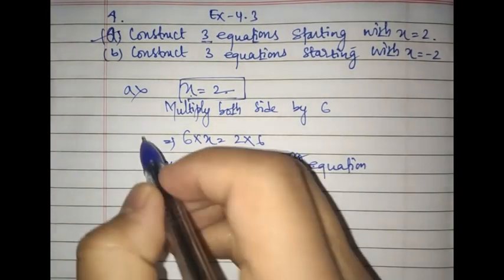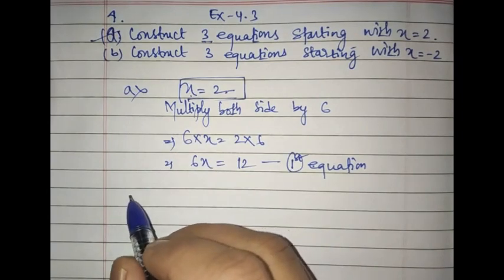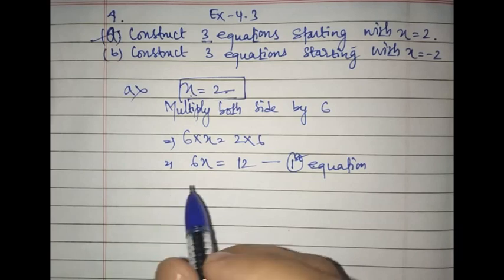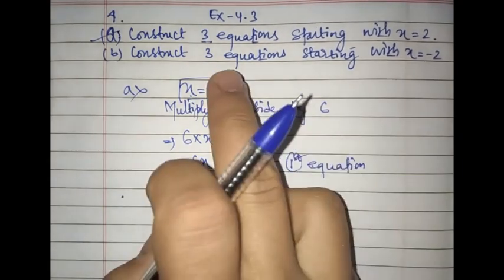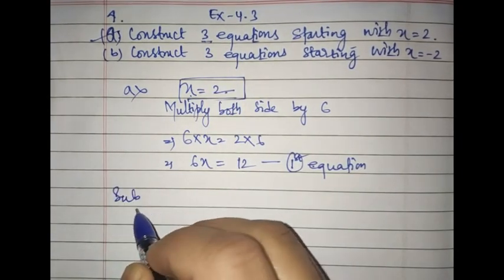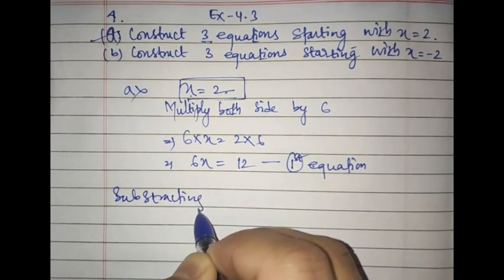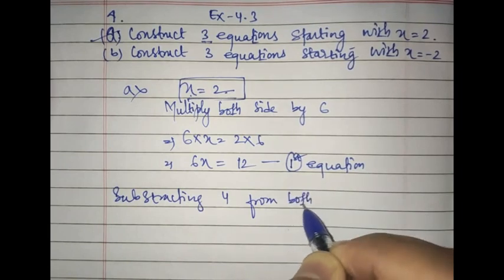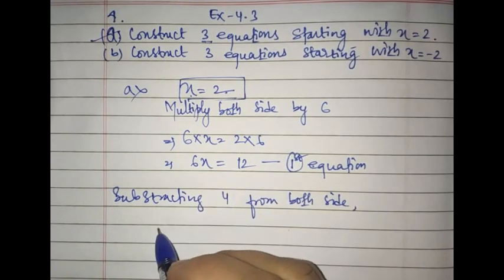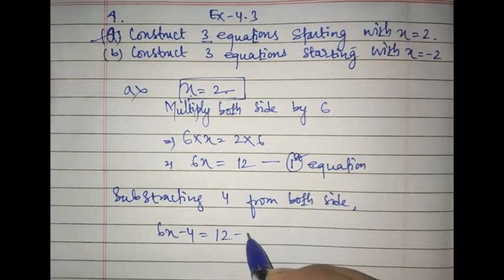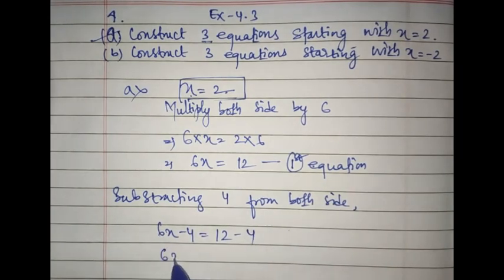Okay, this is our first attempt, and our second attempt will be, let's subtract 4 from both sides in this equation. Okay, not in this equation. So subtracting 4 from both sides. Now in this equation, let us subtract 4 on both sides. 6x minus 4 is equal to 12 minus 4. Now 6x minus 4 is equal to 12 minus 4 is 8. Now will the x value remain 2?